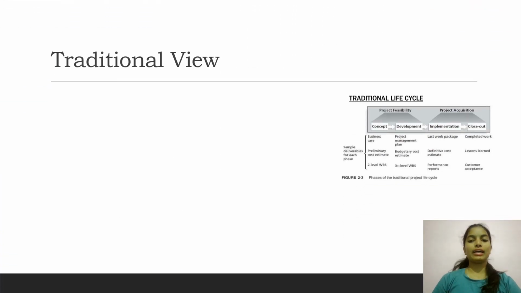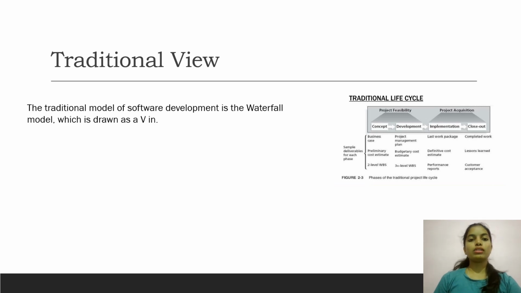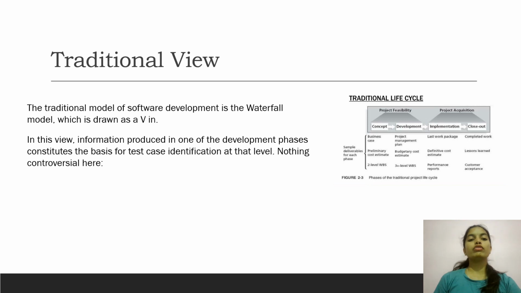Traditional view. In the diagram, you can look at the phases of the traditional project lifecycle that consist of project feasibility and project acquisition, which consist of concept, development, implementation, close out. The traditional model of software development is the waterfall model, which is drawn as a V. In this view, information produced in one of the development phases constitutes the basis of test case identification at that level. Nothing controversial here.